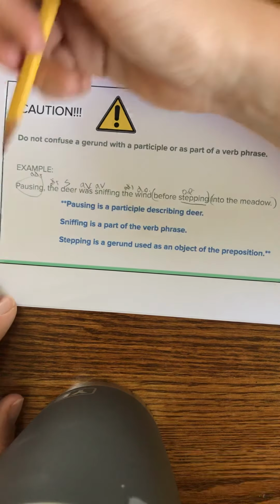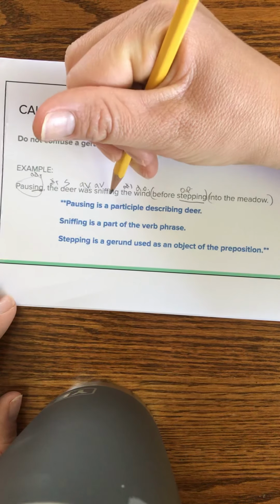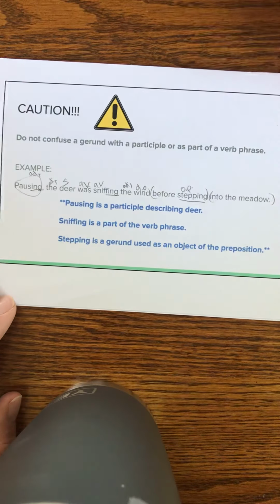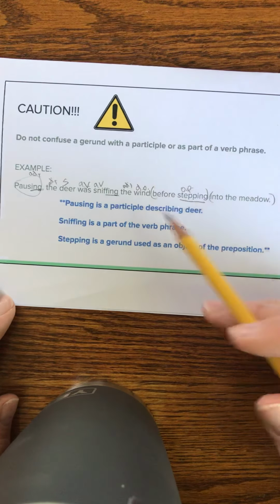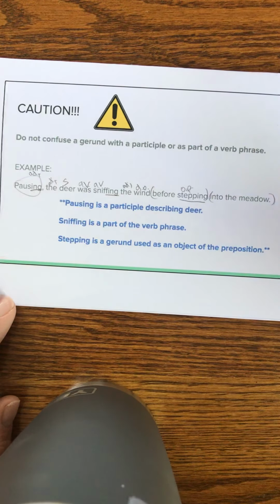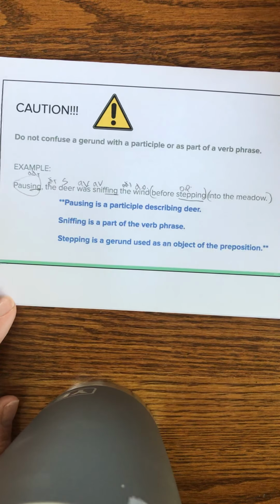So notice here that all three of these words, pausing, sniffing, and stepping, end in ing, but they can be different things. So you really want to make sure you take your time to dissect the sentence to determine how the word is used, so that you don't just see ing and assume it's a gerund, right? It could be a participle, it could be part of a verb phrase, or it could be an object of a preposition that's a gerund.